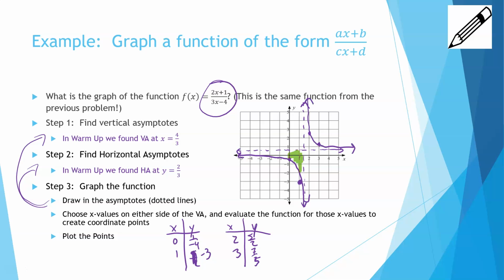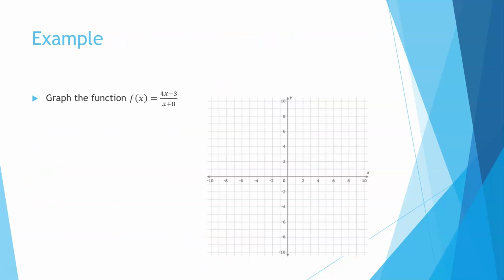Sorry about that. Try not to read my small handwriting when I'm doing this. Okay, so find your asymptotes, plot a couple of points, and you're good to go. Okay? All right, so let's look at a new example.